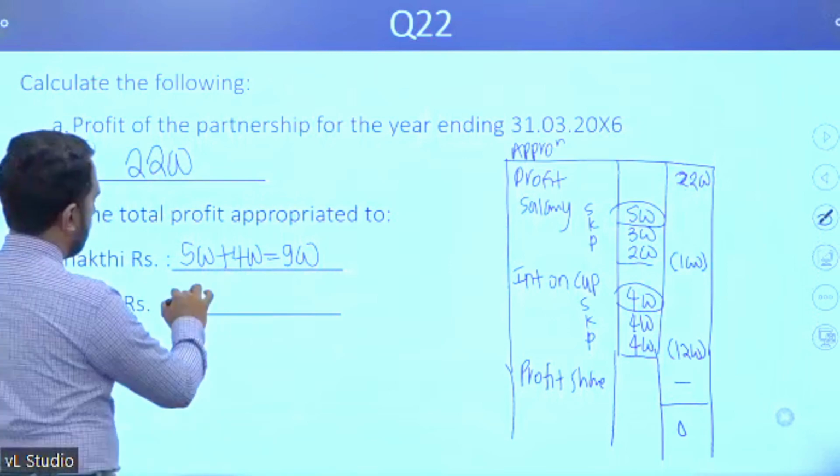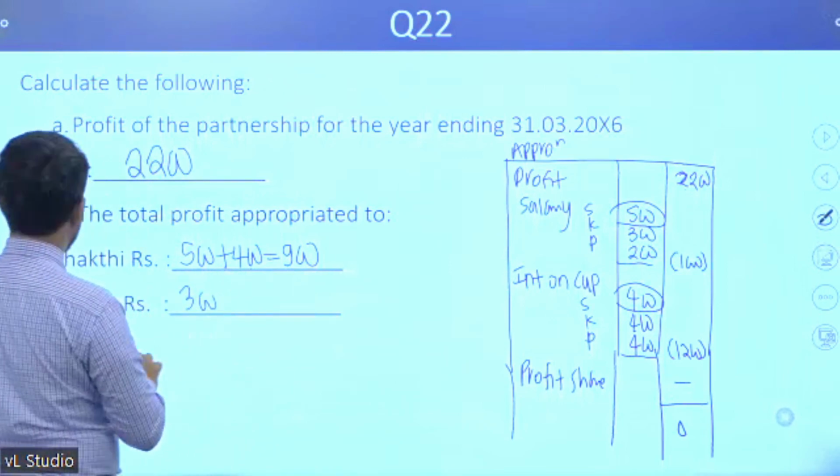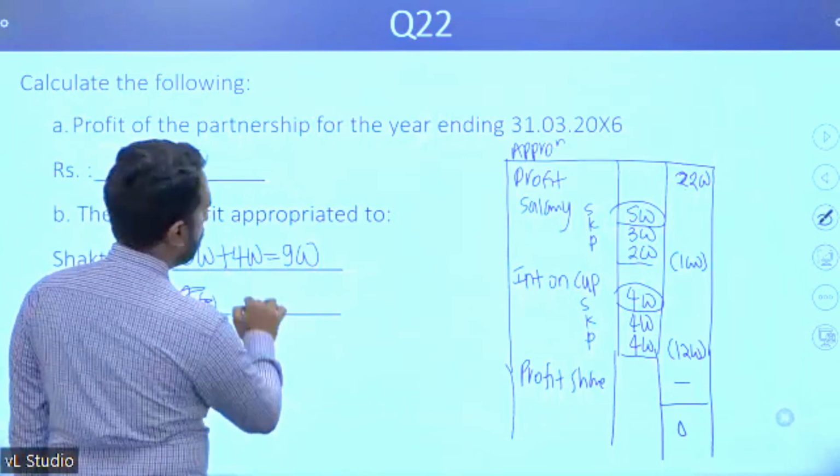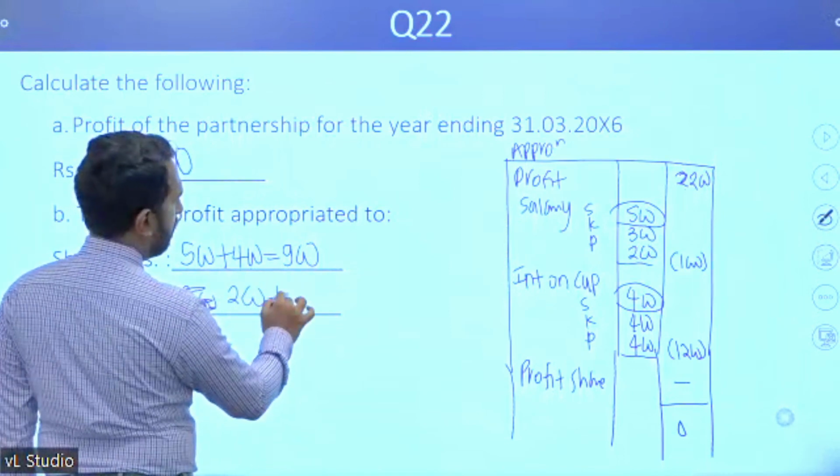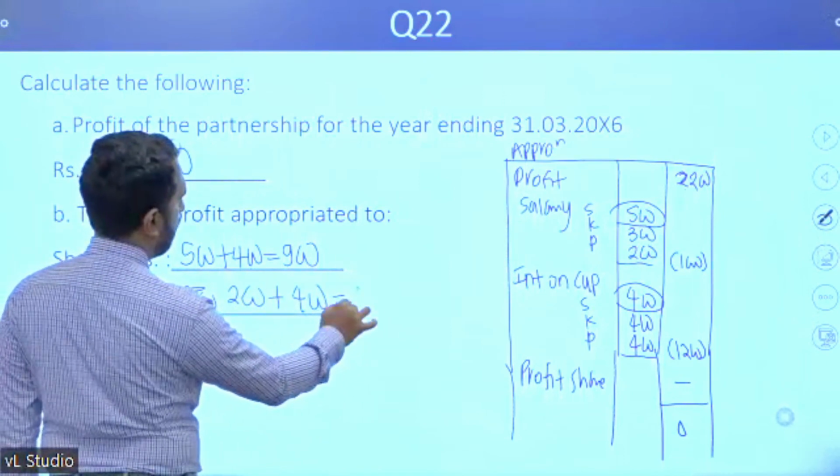Then to Kalpa it's 300, sorry, Pawan, Pawan it's 200 plus 400, it's 600.